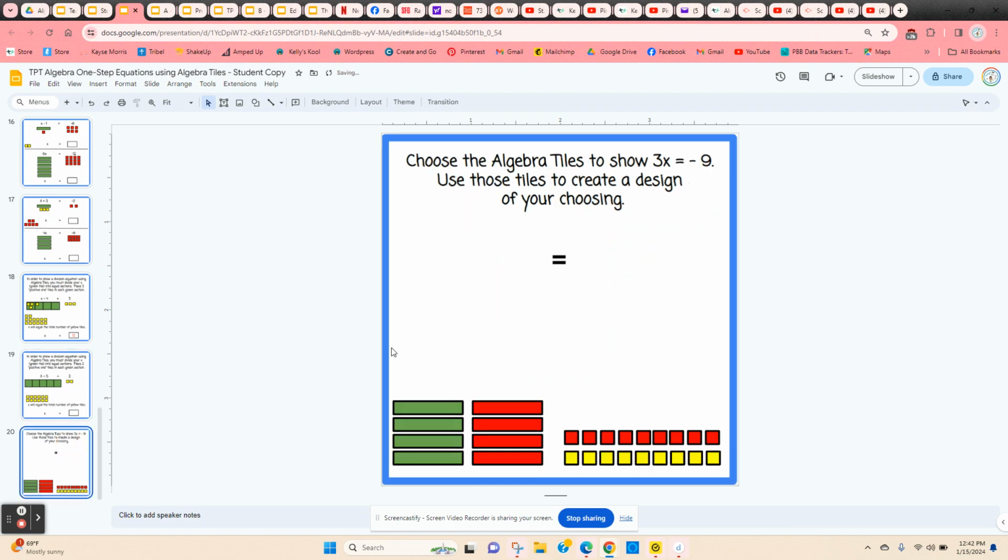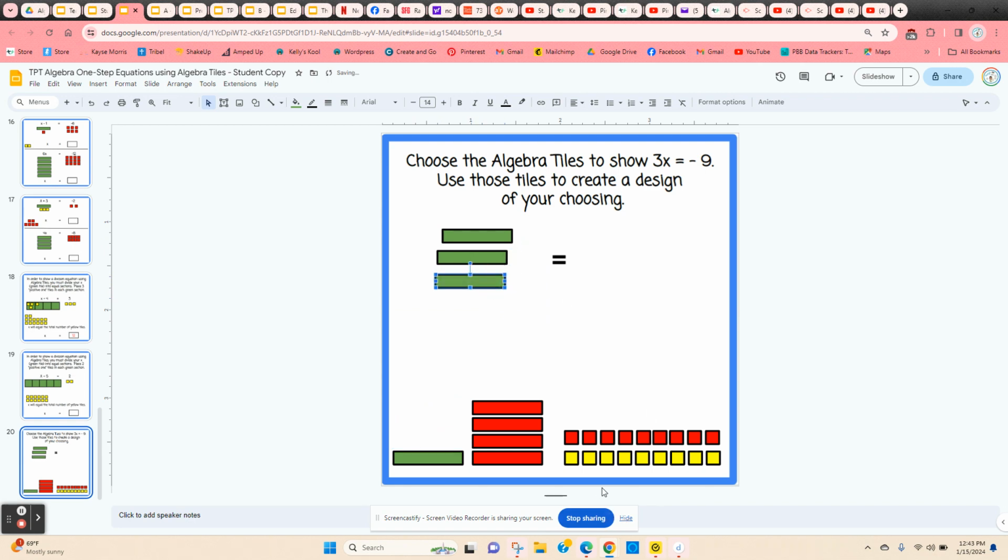Now, when they get to the final slide, they're going to be creating their own design. The first thing they need to do is show the tiles that equal 3x equals negative 9. And they're going to only use those tiles to make their design. So 3x, we're going to have 3 green, no red because it's positive. And then negative 9 would be 9 red.